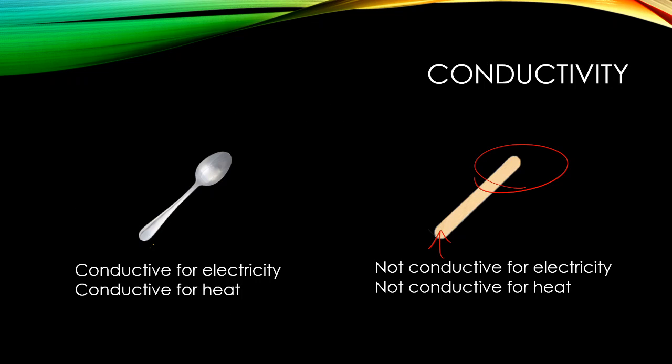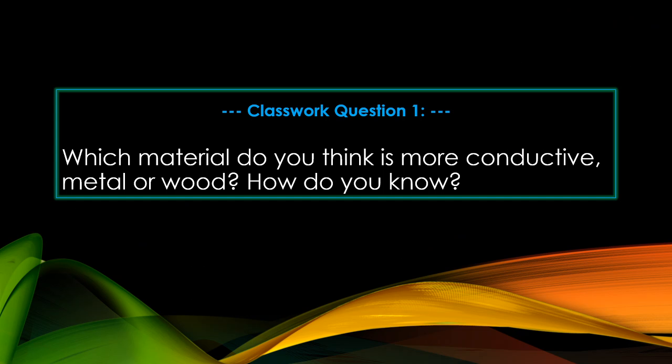It just gets blocked. All right, keeping that in mind, I want you to go ahead and answer classwork question 1 right now on the form or in your notebooks, and then later put it in the form. Here it is. Which material do you think is more conductive, metal or wood? And how do you know, based on what we were looking at just now? Go ahead and pause the video and answer classwork question 1 now.